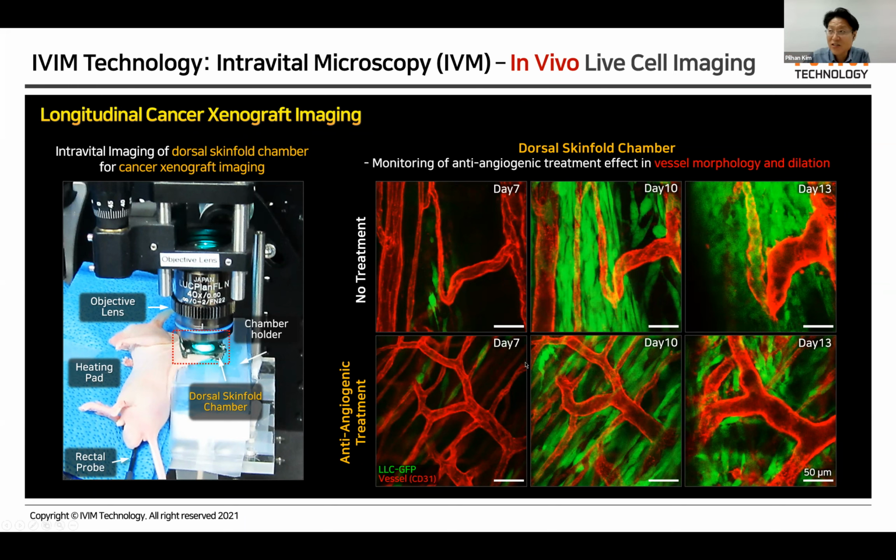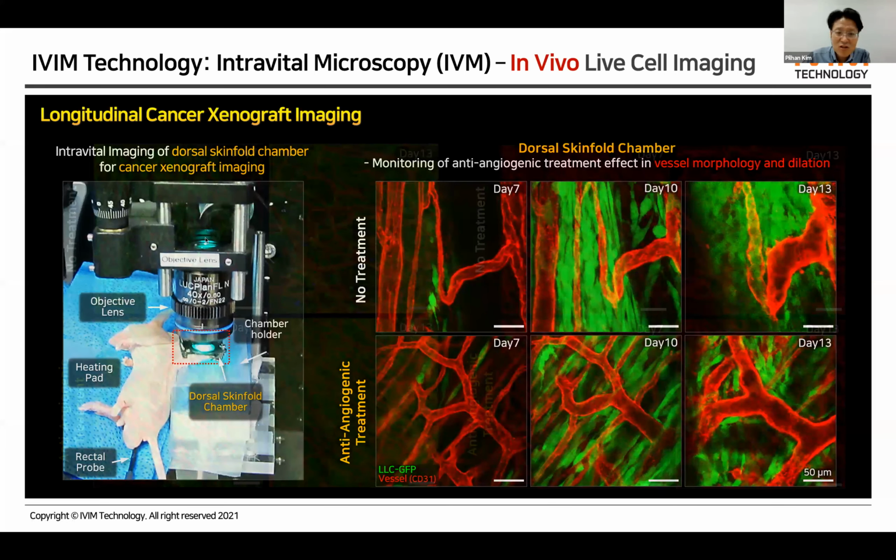So this is a real example obtained at day 7, day 10, and day 13, with a 3-day interval. And here you are looking at the infiltration and proliferation of these GFP-expressing cancer cells, and this red-colored blood vessel changes over time with a 3-day interval.